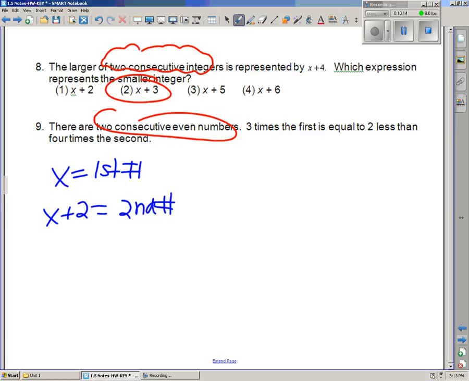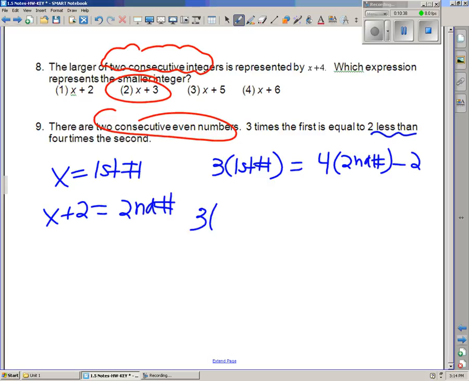In English, it's saying to you that 3 times the first number is equal to 2 less than 4 times the second. Well, 2 less than has to come last. So we're going to say 4 times the second number minus 2. When we set this up the way we're supposed to, I'm just going to keep my 3, my parentheses, my 4, my parentheses, minus 2. The first number we know is x. The second number we know is x plus 2.